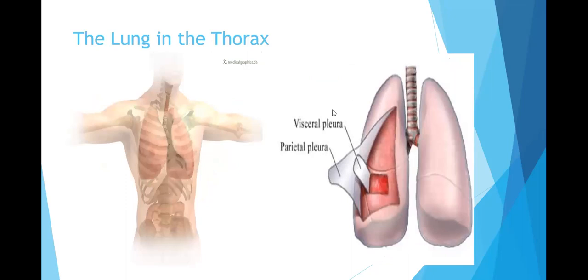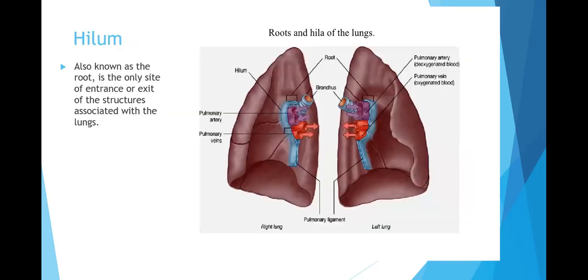Serous fluid. Good. Another picture here. Notice how the visceral pleura is actually touching the lung. Parietal pleura will be the one that would be against the rib cage. Lung in the thorax. Thorax, don't forget, is the bony rib cage that protects the lungs and the heart. That's the thorax. Okay? The sternum and all of your ribs.